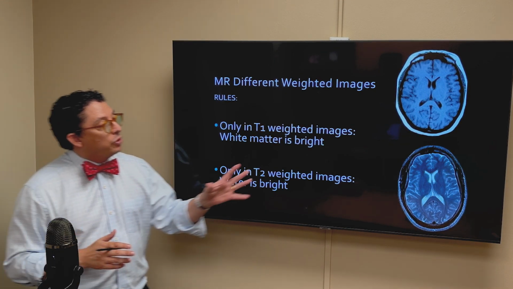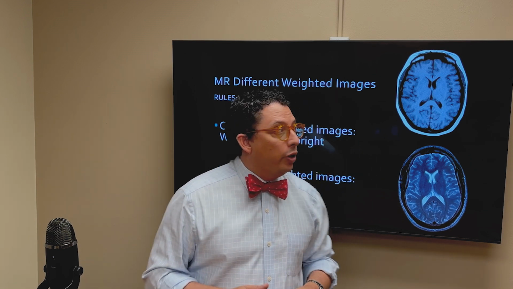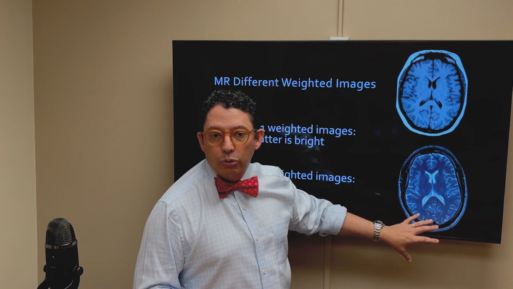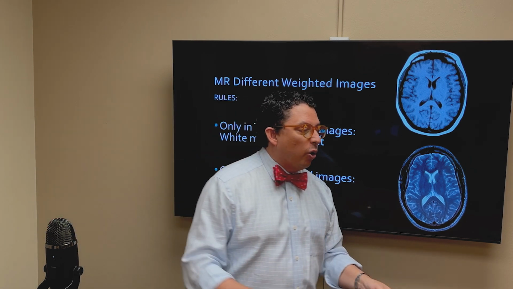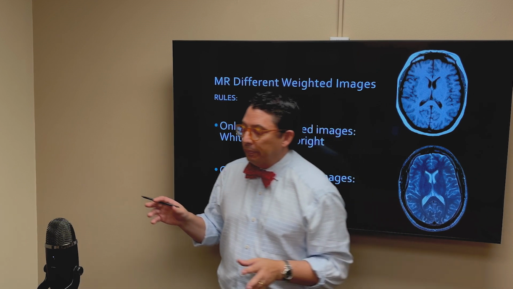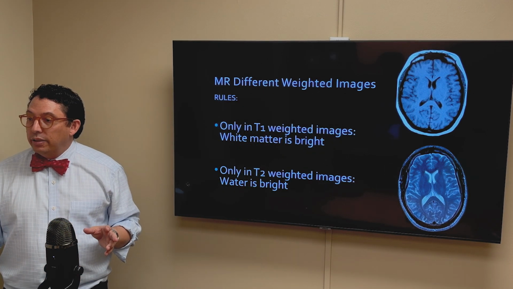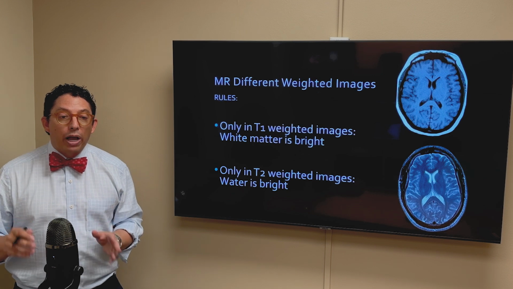So these are the two main sequences that we use on MRI. We call them T1 and T2. And there's a couple of rules, and if you know these two rules, you're always going to get this right. The first rule is: only on T1 weighted images will the white matter be white.